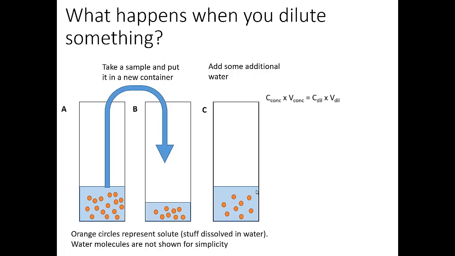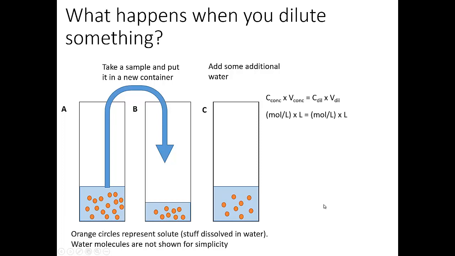Well, we can use our dilution equation here. So what this says is the concentration of the concentrated solution, so that's this, times the volume of that concentrated solution is equal to the concentration of our diluted solution, that's this one, times the volume of our diluted solution.